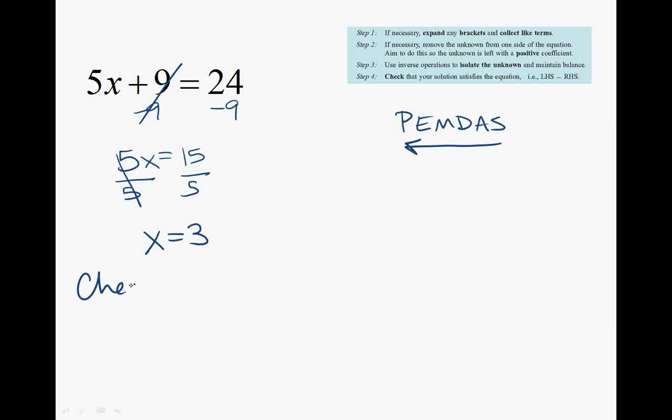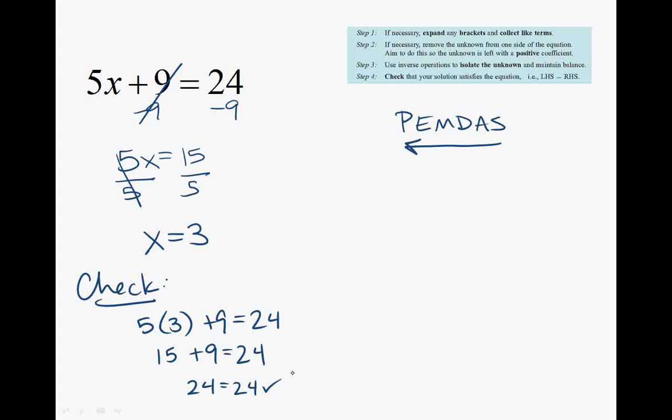Now let's check. 5 times 3 plus 9. Does that equal 24? Well, 5 times 3 is 15. 15 plus 9 is 24, so it checks. Our answer is x equals 3.